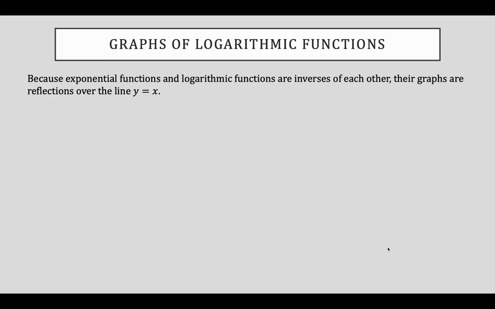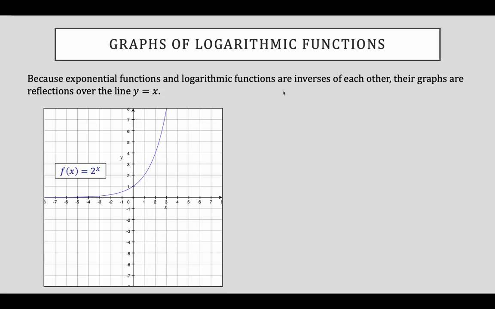All right, so let's see if we can imagine what this looks like. Because exponential functions and logarithmic functions are inverses of each other, their graphs are reflections over the line y equals x, just like any other inverse function. So here I have the function f of x is equal to 2 raised to the x power. Here is my exponential function with a base of 2. Notice that we have a y-intercept at 0, 1, and a horizontal asymptote at y equals 0.